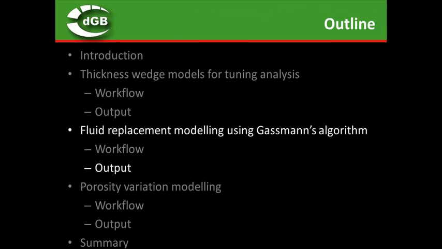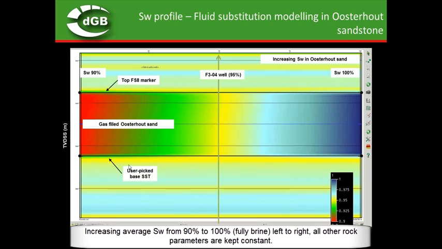Again, it's time to look at the results in greater detail. So here you've got your water saturation profile, which essentially has been generated by zooming in at the bottom part of the main profile window. So here your average water saturation in the interval of interest is increasing from 90% to 100% in the gas-filled Oosterhout sands. And the acquired water saturation logs in the F34 well, having an average water saturation of 95%, fall somewhere here at the middle of this model.